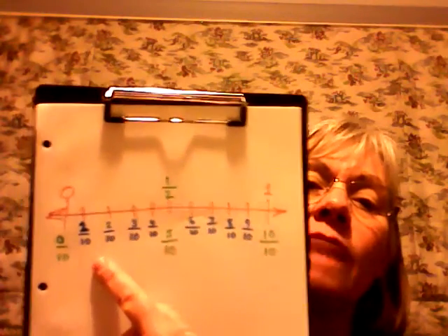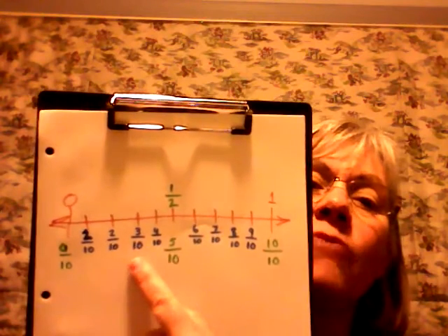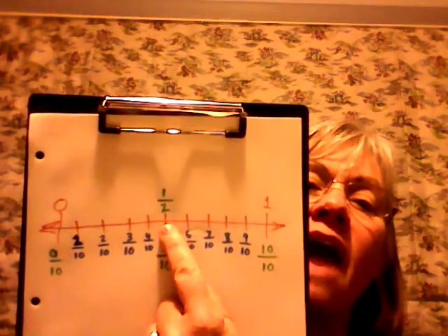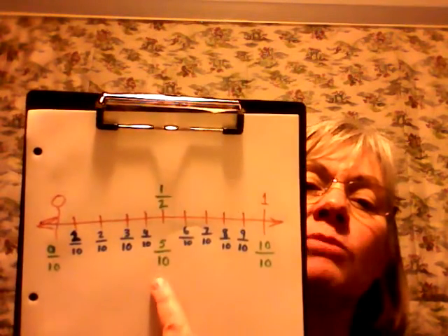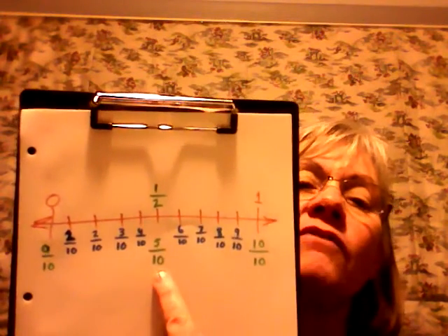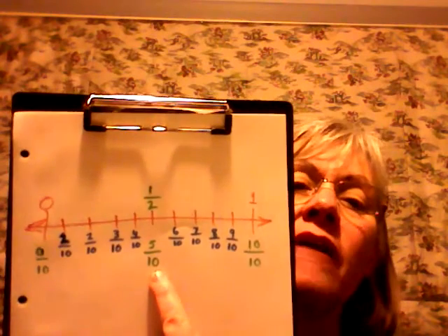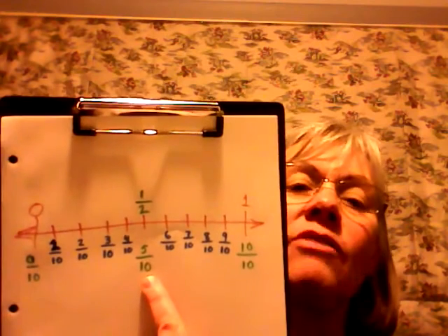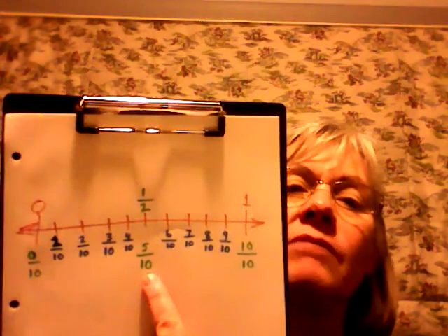I'm sure you already know that halfway to the number 1, we call that fraction 1/2, and that's also expressed in the fraction 5 tenths. 1/2 and 5 tenths are equivalent fractions. They mean exactly the same thing because they're talking about the same amount.